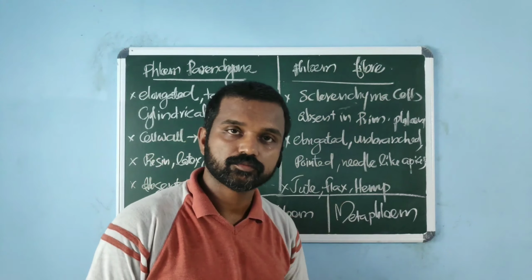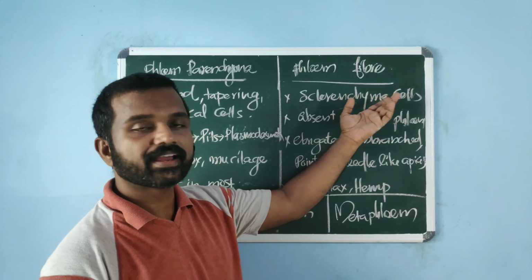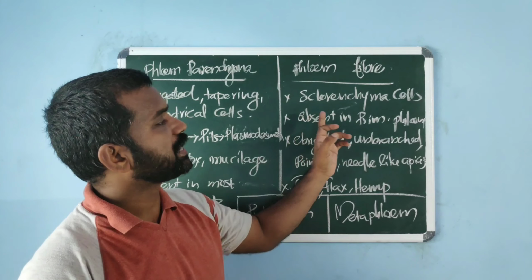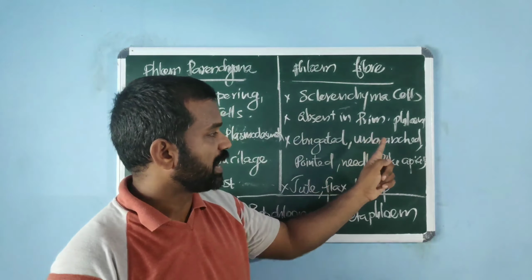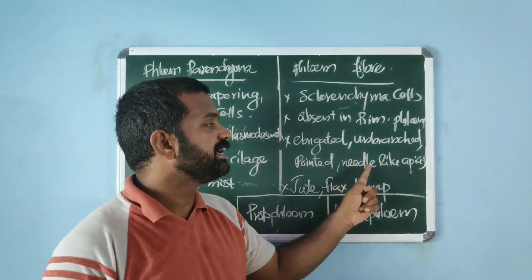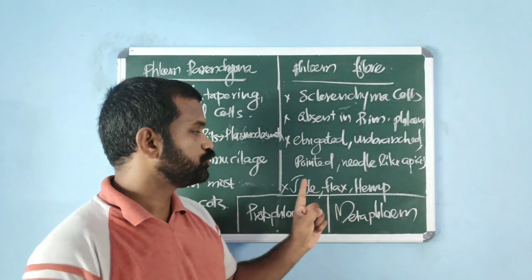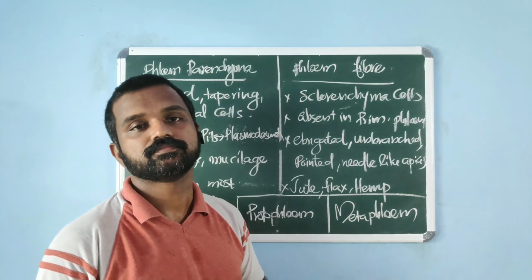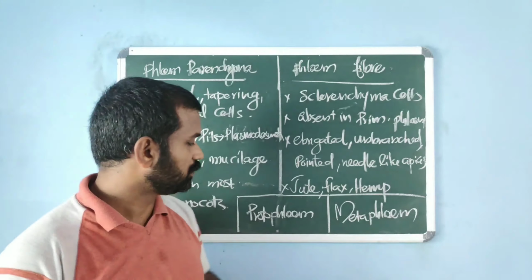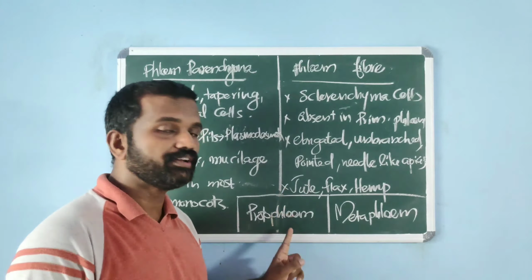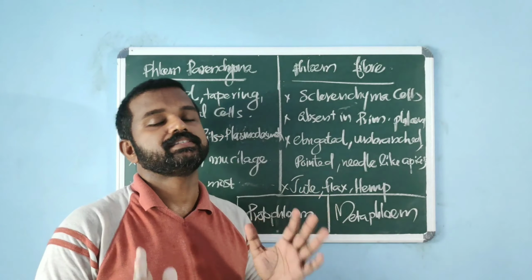Then phloem fiber, also known as bast fiber, is nothing but sclerenchymatous fibers, made up of sclerenchyma cells, and they are absent in primary phloem, present in secondary phloem only. They are elongated and branched, pointed cells with a needle-like apex. Commercially important phloem fibers are obtained from plants like jute, flax, and hemp. Then two types based on the time of origin: protophloem and metaphloem. Protophloem is first formed with a narrow sieve tube. Metaphloem is formed later with a bigger sieve tube.